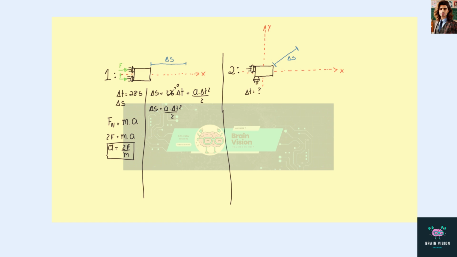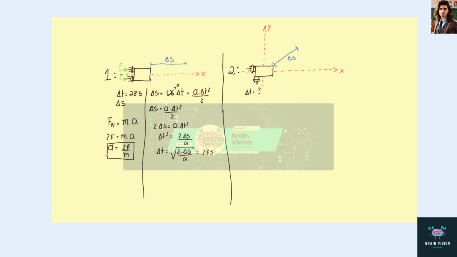Then, we can now solve for the time to get the following. 2 times the displacement is equal to the acceleration times the time interval squared. Then the time interval squared is equal to 2 times the displacement divided by the acceleration. Then the time interval is equal to the square root of 2 times the displacement divided by the acceleration. And it's equal to 28 seconds in this situation.